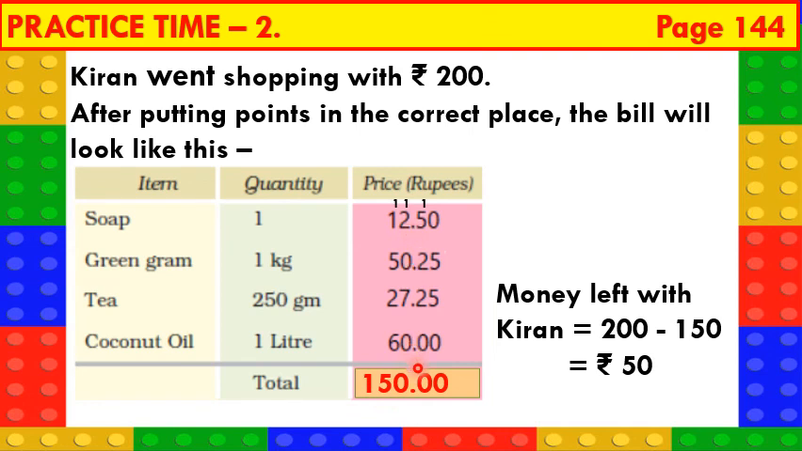But Kiran carried rupees 200 for shopping. How much money will be left with her? 200 minus 150, that is 50 rupees will be left with Kiran.